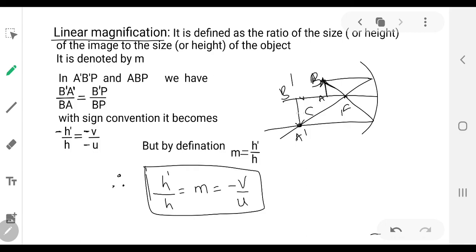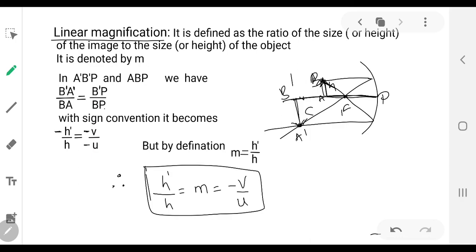So look at the A dash B dash. It is below the principal axis. So heights measured below the principal axis are taken negative. So H dash is the height of the image. By sign convention it is minus H dash. AB is equal to H, height of the object, as it is above the principal axis, it is H. So minus H dash by H is equal to B dash P by BP. B dash P is from image to the pole, the image distance.